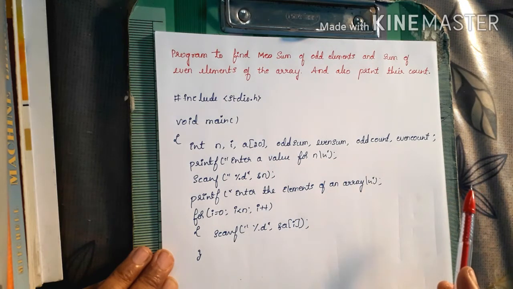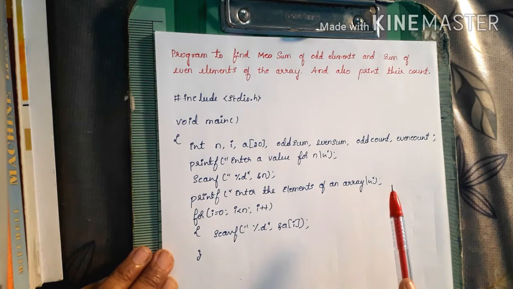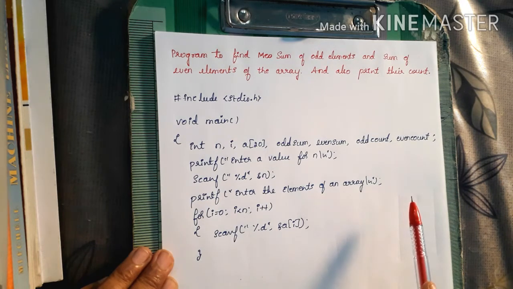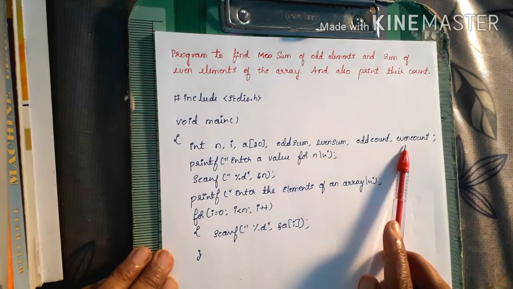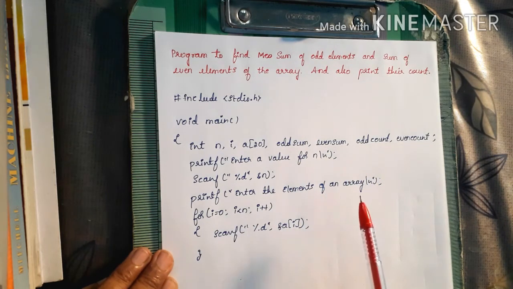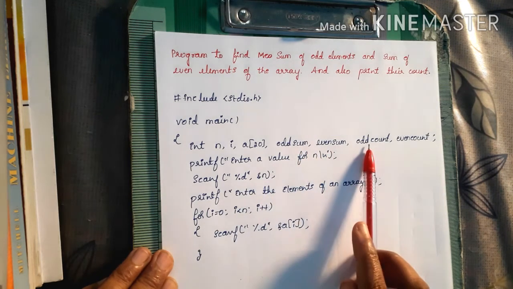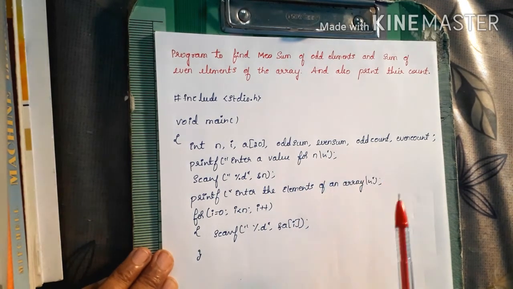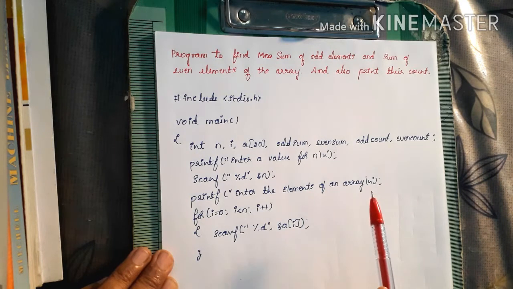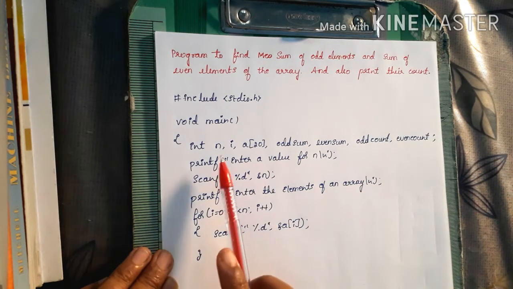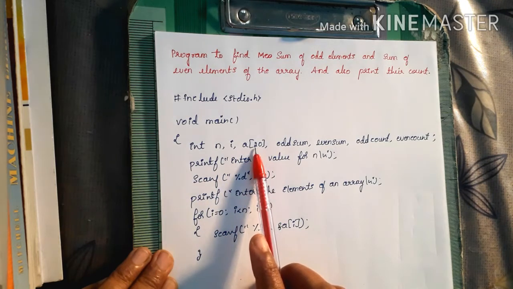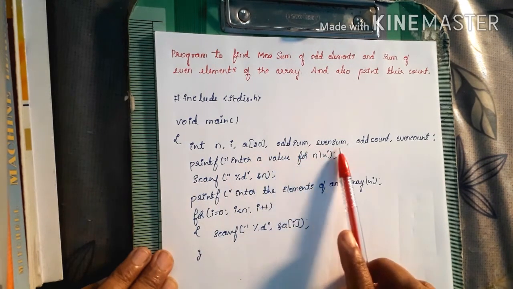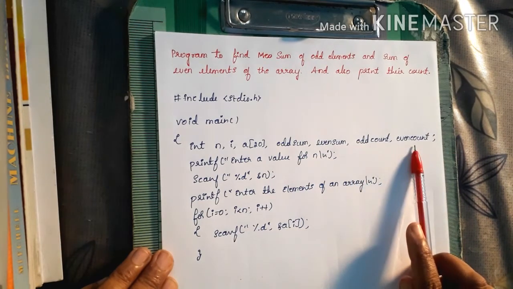Then take the next element of the array. Again, check whether that next element is even or odd. In case it is an even number, add it to even sum and increment even count. Otherwise, if it is an odd number, add it to odd sum and increment odd count. You should repeat this process for all the n elements of the array. For that purpose, take a variable n, and the variable I to specify the position of the array element, and the array A to store array elements, and take the even sum, odd sum, odd count and even count variables.